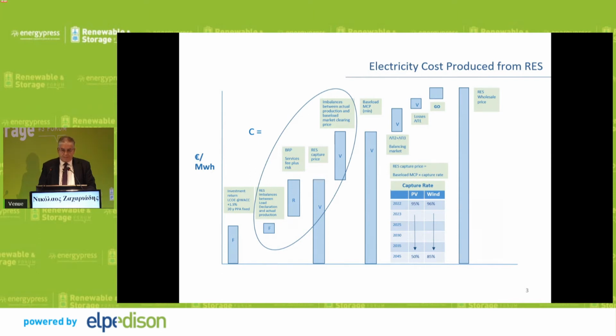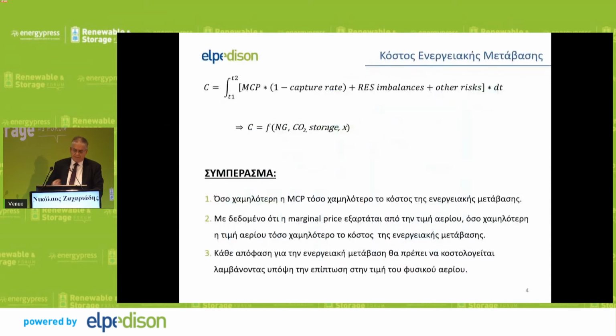So someone should examine what this system price depends on, and if you do the calculations, you see the sum of all these risks and imbalances. So in the end, the risk is a dependency of the natural gas, of the carbon dioxide, of storage, and some other smaller parameters.